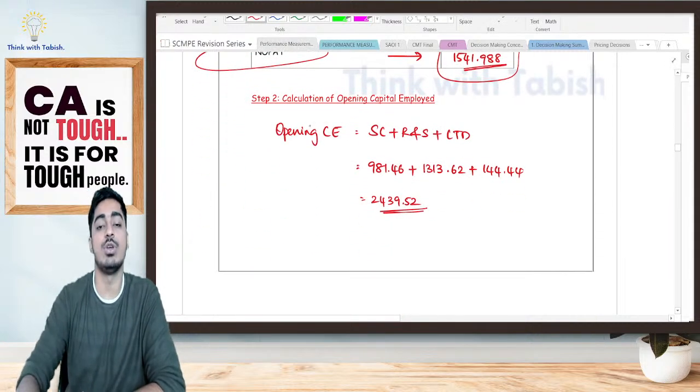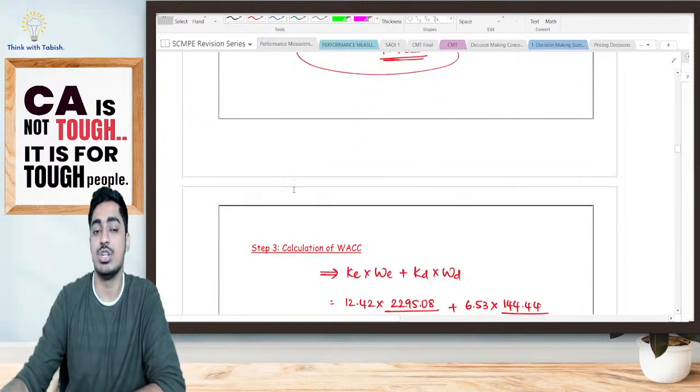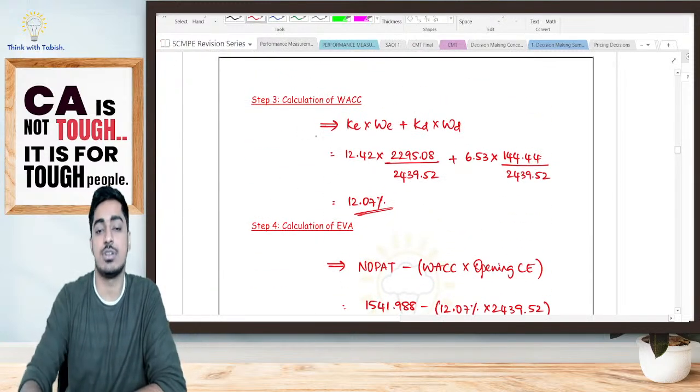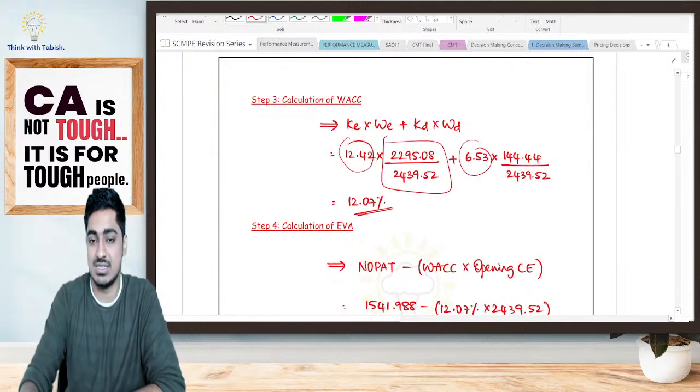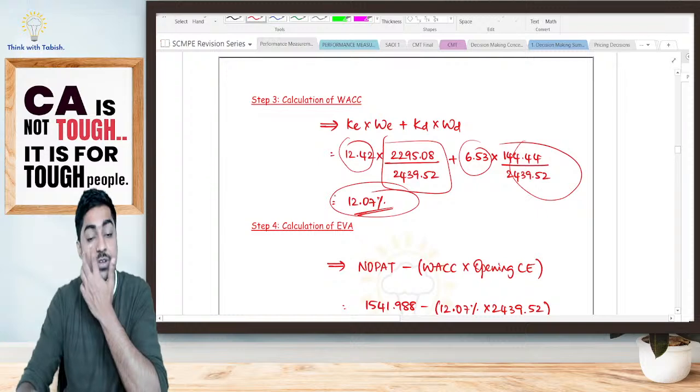Then I want my opening capital employed. I've already shown in the question. Then I want my weighted average cost of capital. Cost of equity and cost of debt is given. You want the percentages, that you do. You'll be getting your weighted average cost of capital.